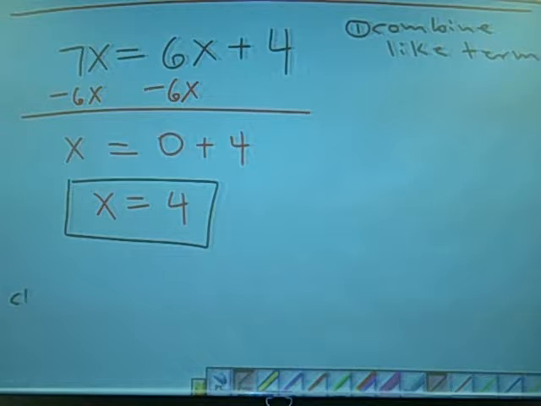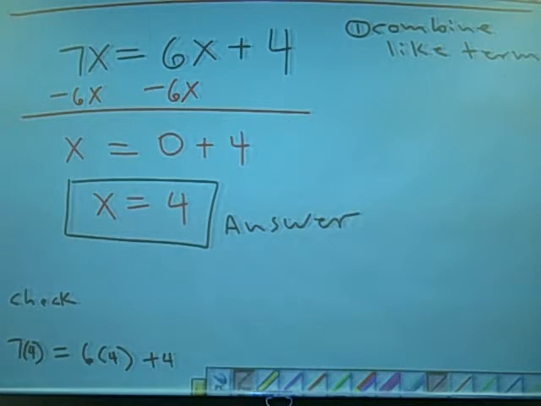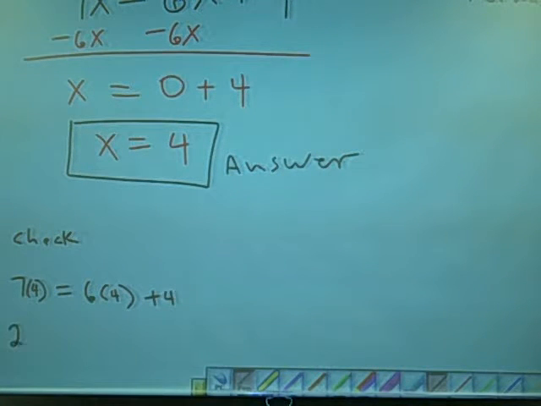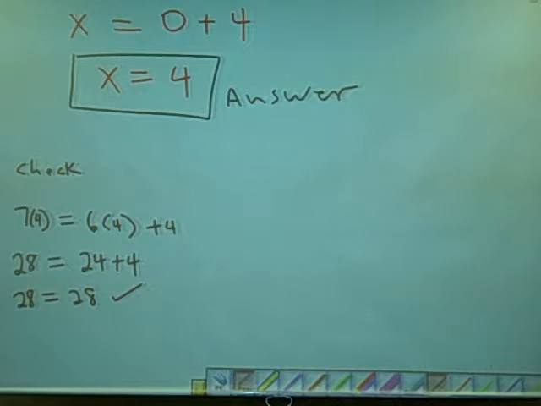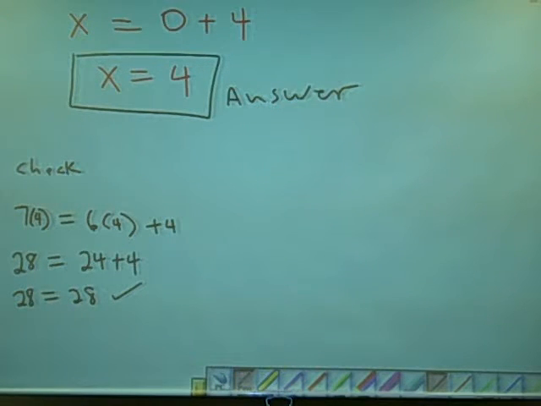So if we were to check it, this would be 7, where x was, we put the 4, equals to 6, again where x was, we put the 4, plus 4. And so 7 times 4, that's 28, 6 times 4, 24, plus 4. As long as our check shows both sides equal, the check is not going to be the same as what we had here, right? For the answer. But the check is supposed to be equal on both sides. Well, you have calculators, so you can check your work on the calculator. Okay, and see that both sides are the same. Okay, questions with that?